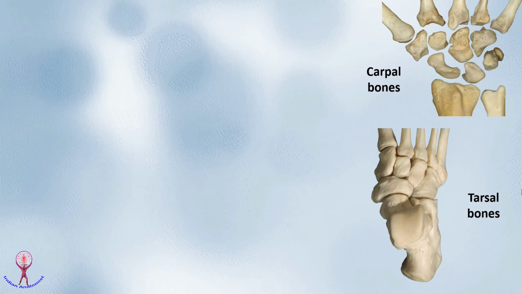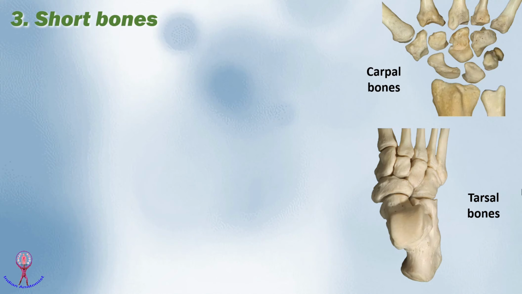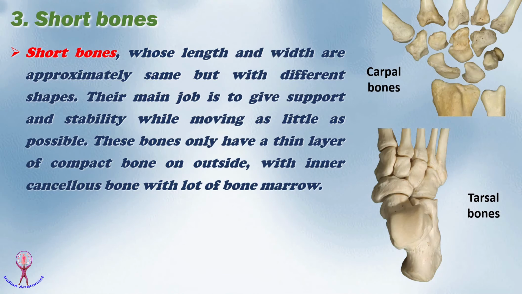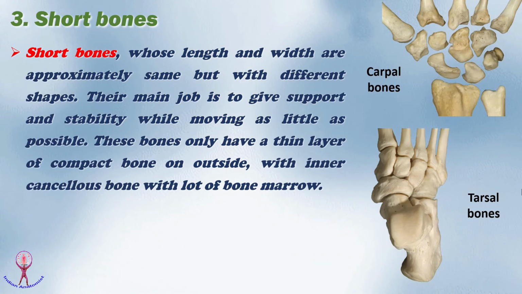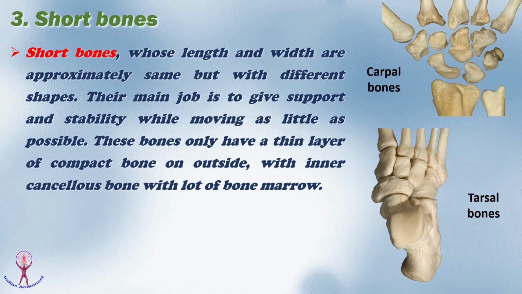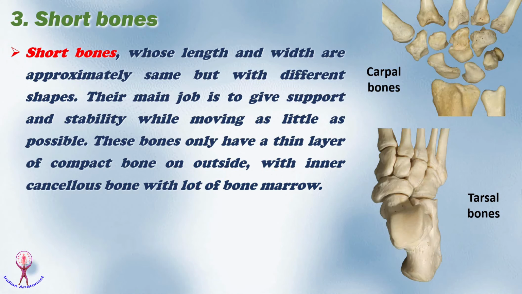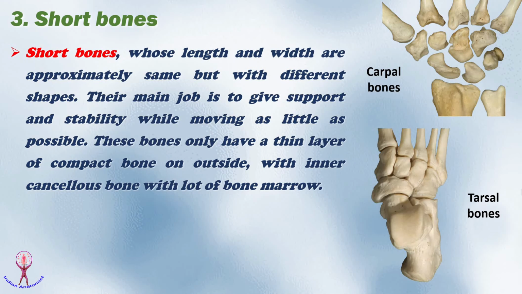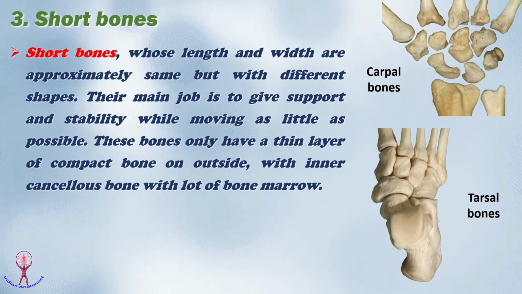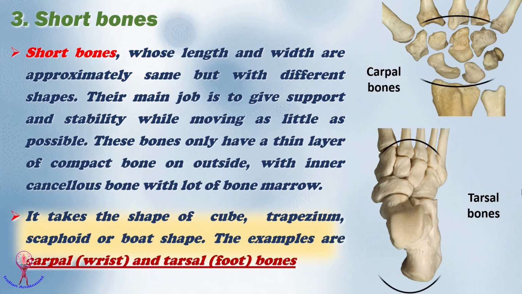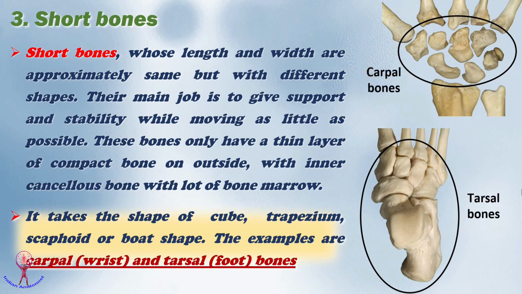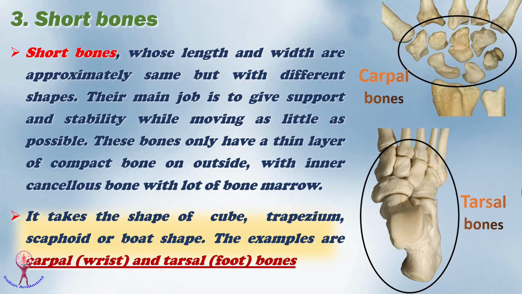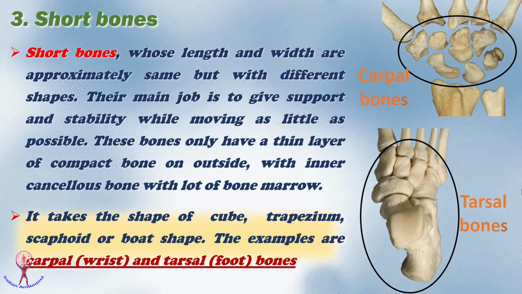Now, short bones. Short bones are those whose length and width are approximately the same but with different shapes. Their main job is to give support and stability, while moving as little as possible. These bones only have a thin layer of compact bone on the outside, with inner cancellous bone, with a lot of bone marrow. They take the shape of a cube, trapezium, scaphoid, or boat shape. The examples are carpal or wrist bones, and tarsal or foot bones.